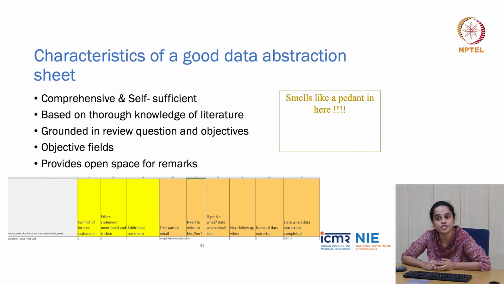It's the conflict of interest statement, it's the ethics statement, any additional comments about the article which you had when you read about it, the first author's email in case you need to write to him or her. If yes, why did you email him or her? And when do you send a follow-up email? Who is the data extractor, and the date of completion of data extraction. Now it goes into extreme detail, and it is for the good. Because, like I said, it's a long drawn-out process. Anytime you revisit the sheet, it should give you all the details that you require.